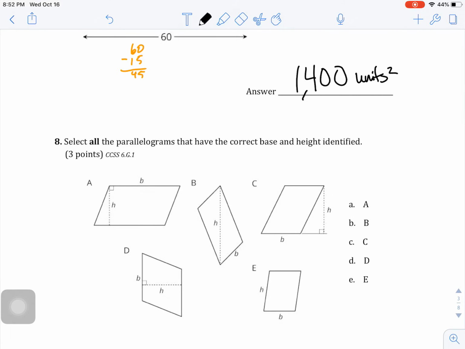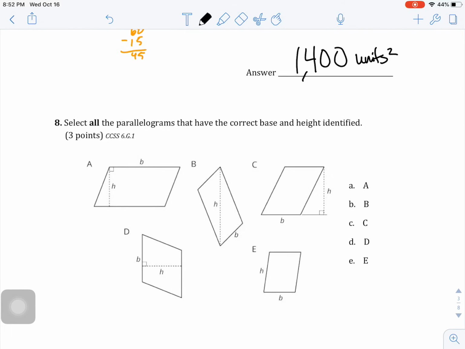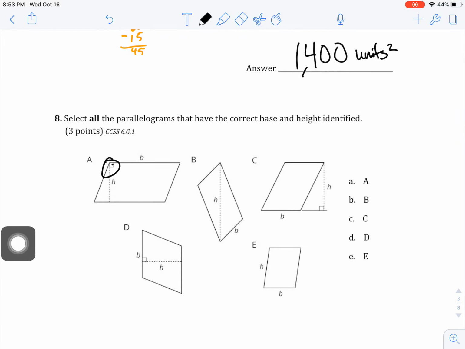Okay, so number 8, you have to select all parallelograms that have a correct base and height identified. So really what you're looking for is the 90-degree angle, and it has to be perpendicular to the base. So A, we can see that. There's our 90. It's perpendicular, so A works. B, okay, if this is my base, there's no 90-degree angle, doesn't work.